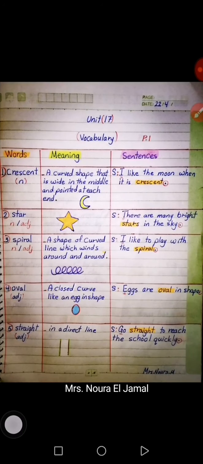Straight. Straight here is an adjective. What's the meaning of straight? Straight means going in a direct line. Can we put straight in a sentence? Yes. Go straight to reach the school quickly. Go in a direct line.